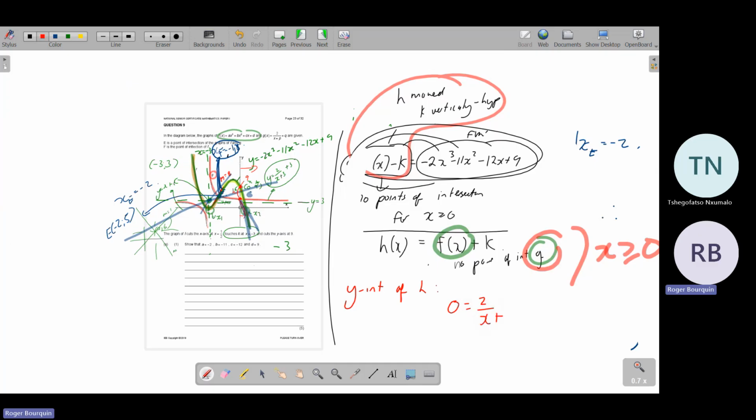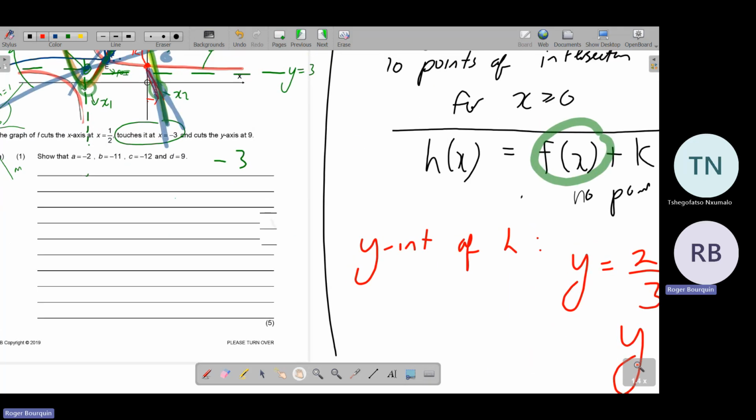Right, so I've got to solve this. I've got to find the y-intercept, so I let x be 0, and I get y is equal to 2 over 0 plus 3, which is 2 over 3 plus 3, which is what? 11 over 3. Okay, so this y-coordinate is 11 over 3.